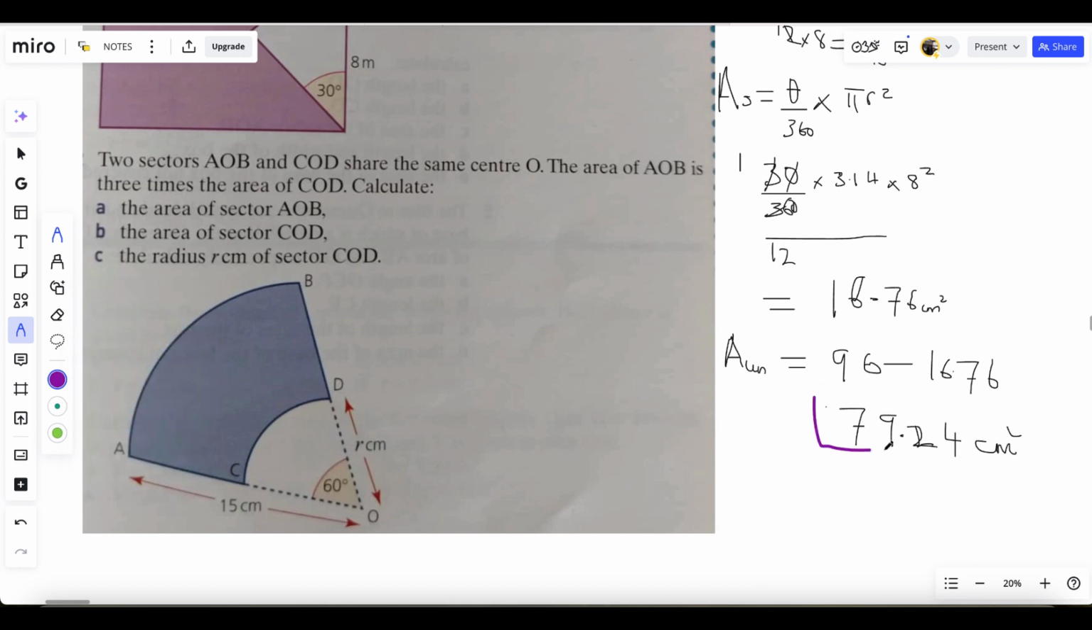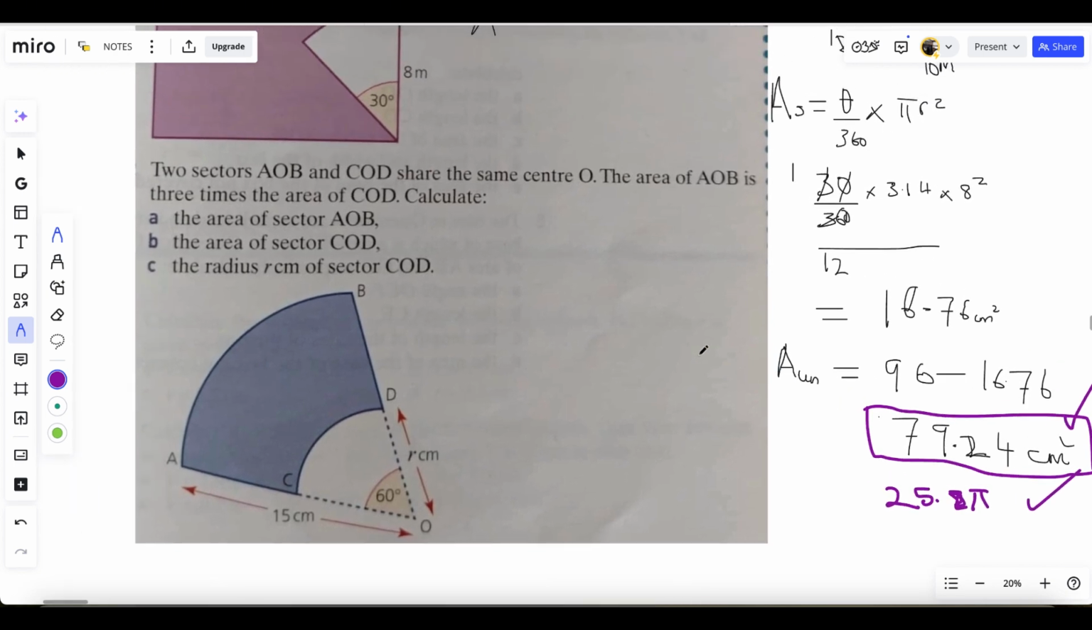If you write this answer, it's okay. But if you want to leave it in terms of pi, you get 25.2 pi. So if your answer is 25.2 pi, or 25.24, if you leave your answer like this, you are correct. The decimal one is also correct, but the instruction says you should leave it in terms of pi. So leave it in terms of pi. So that's for the question.